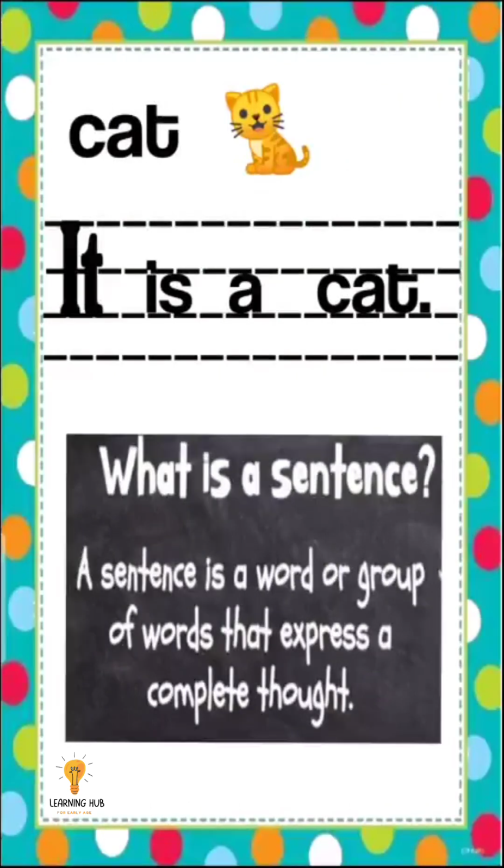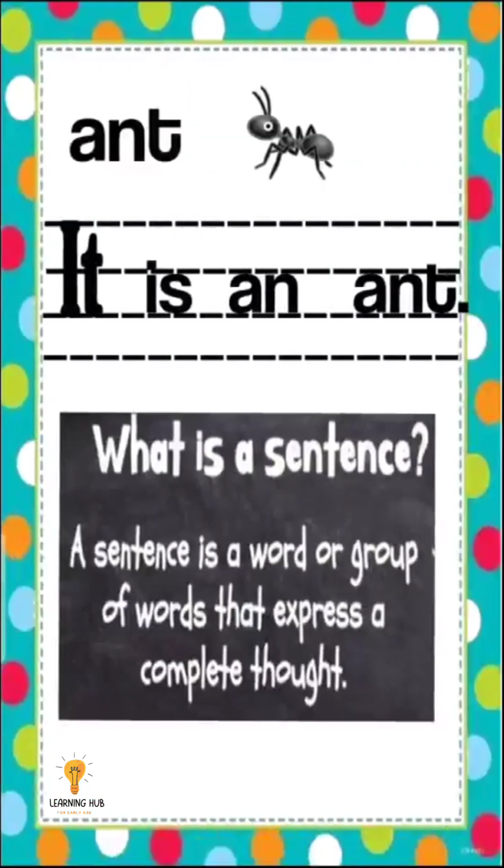Now tell me, what is a sentence? The sentence is the words or group of words that express the complete thought. Look at this. It is a sentence of cat. It is a cat. Next, ant. I-T, it. I-S, is. A-N, an. A-N-T, ant. It is an ant.